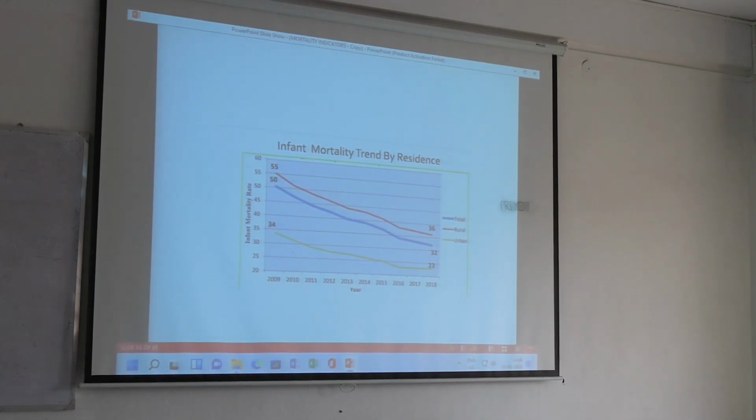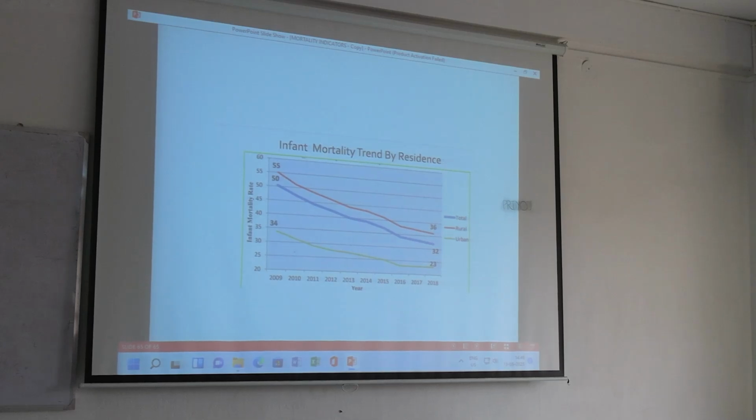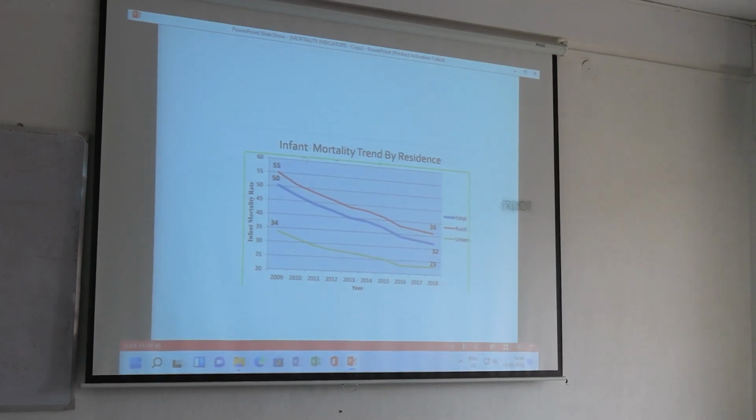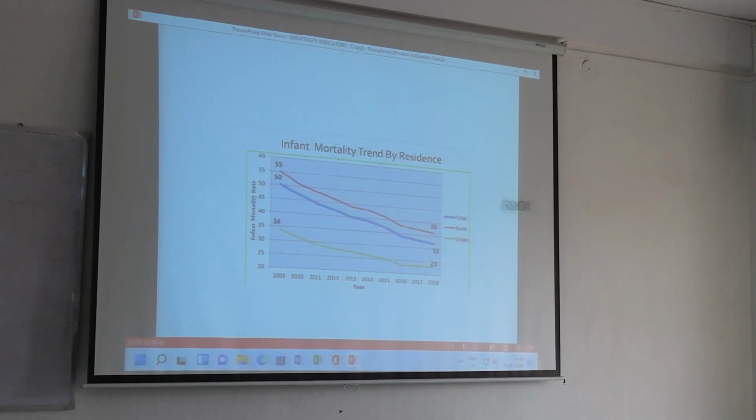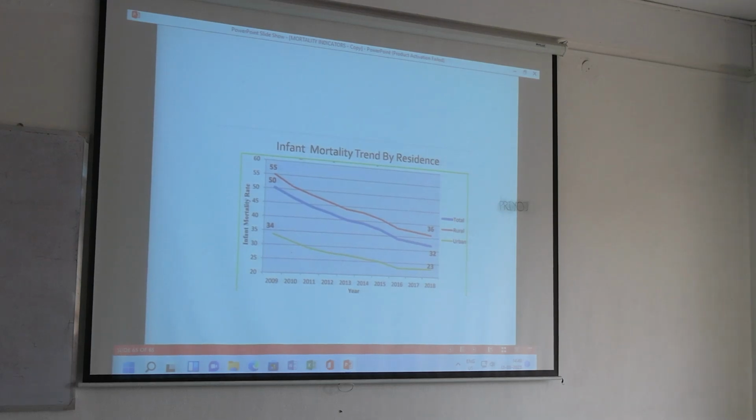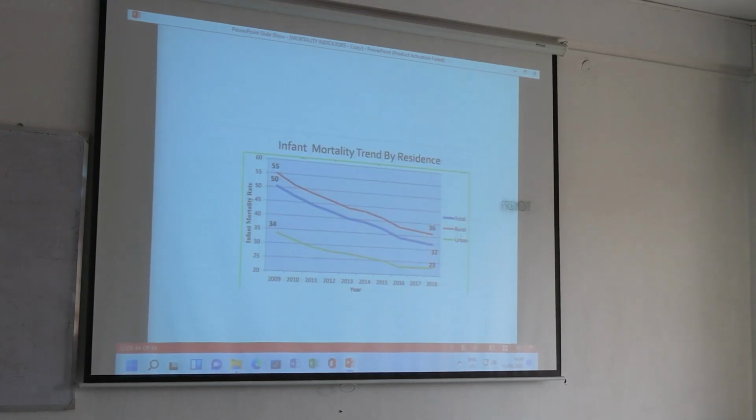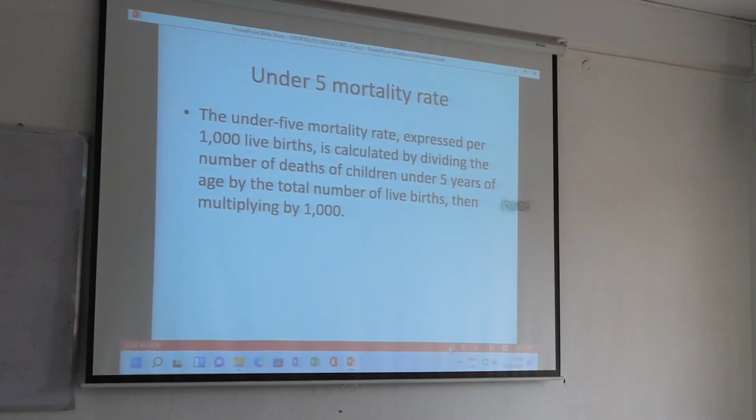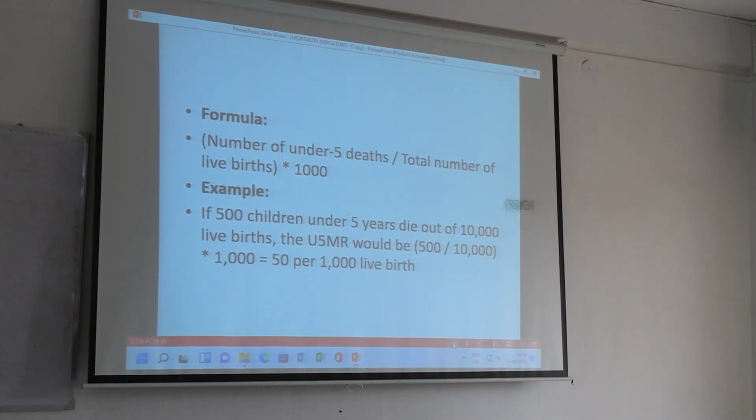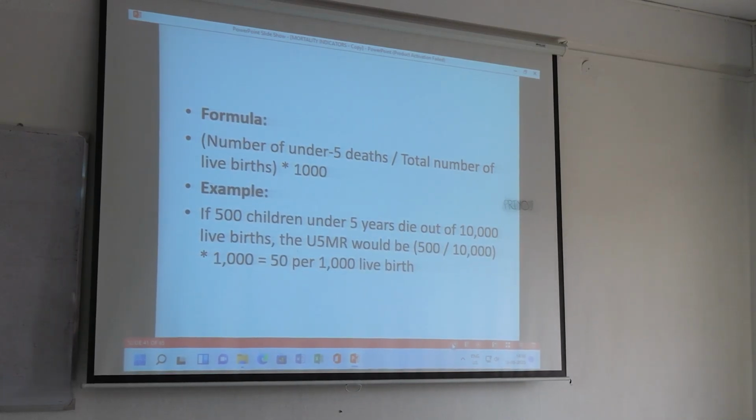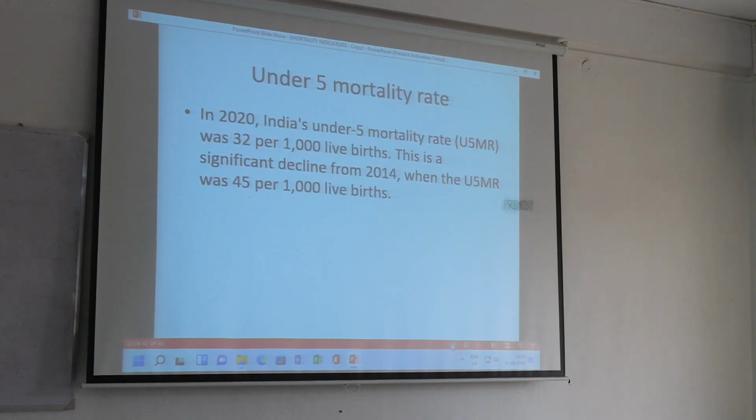Okay. So I hope you have got to know the different types of rates. Remember all of them, and remember that the denominator differs. So this is the formula once again. First is perinatal mortality: number of perinatal deaths divided by total number of live births, per 1000.